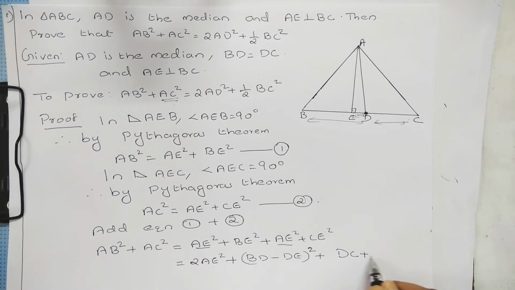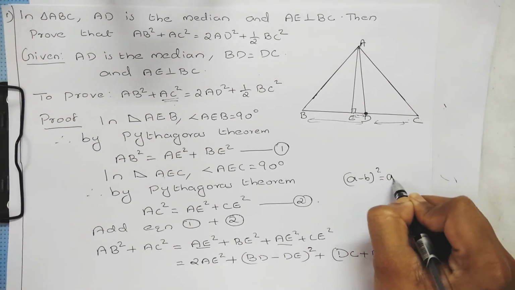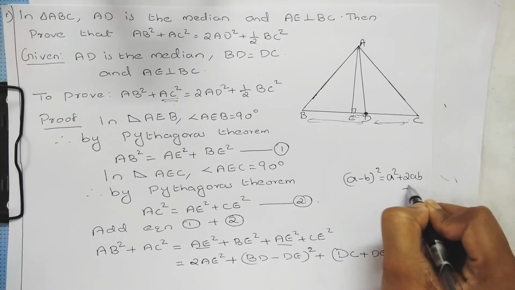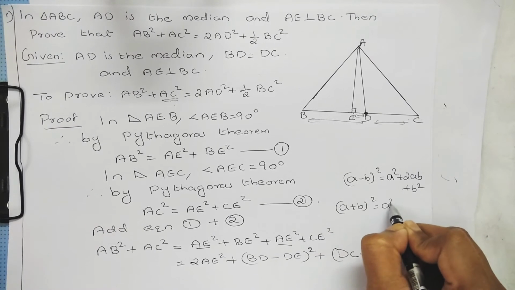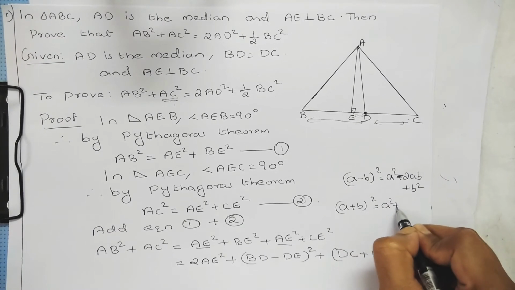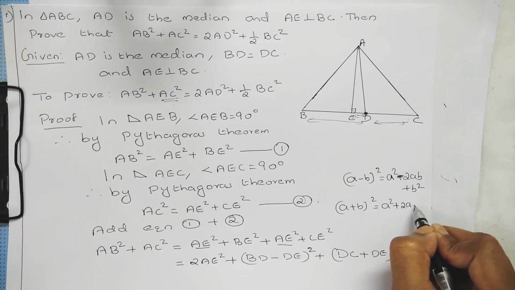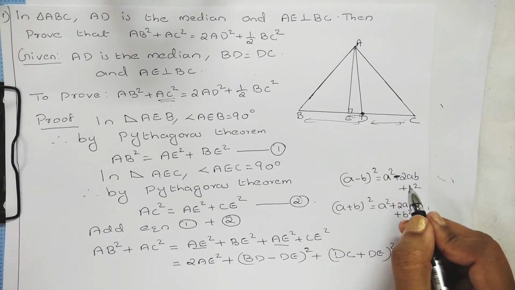DC we can write (DC plus DE) the whole square. Here we are using the identities (A minus B) the whole square and (A plus B) the whole square and expanding them. (A minus B) the whole square is equal to A square minus 2AB plus B square. (A plus B) the whole square is equal to A square plus 2AB plus B square. These are the two identities we are using here, right?